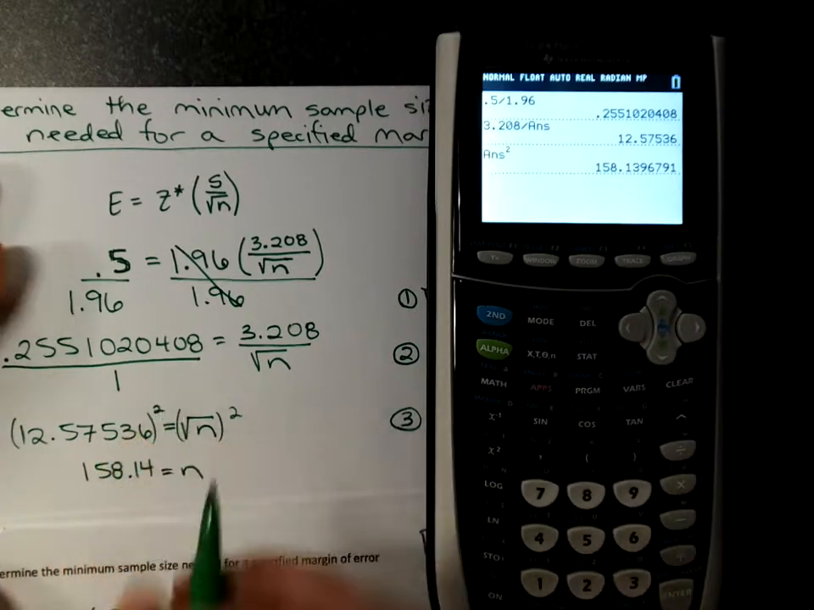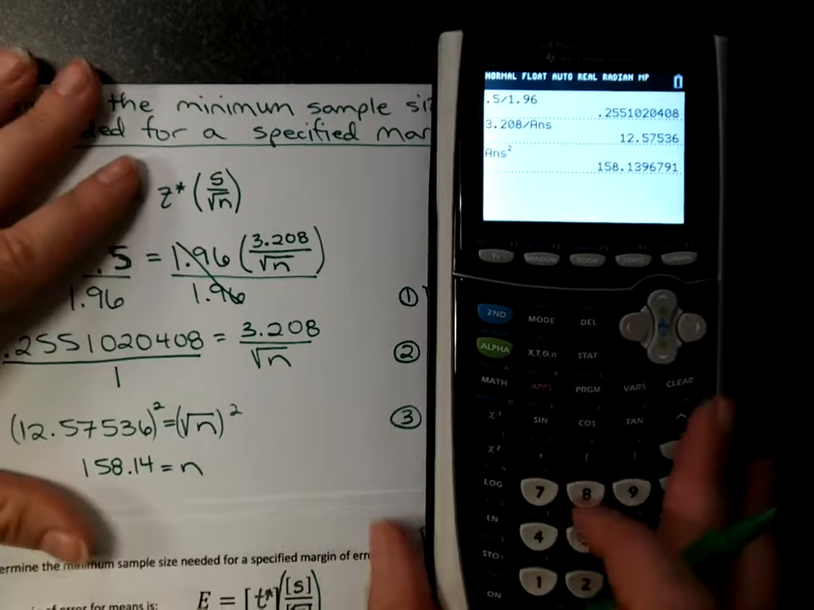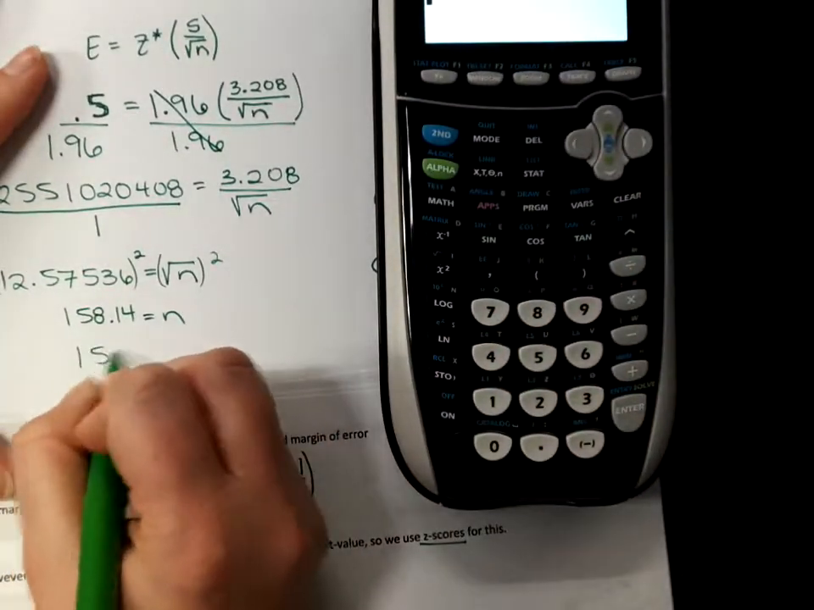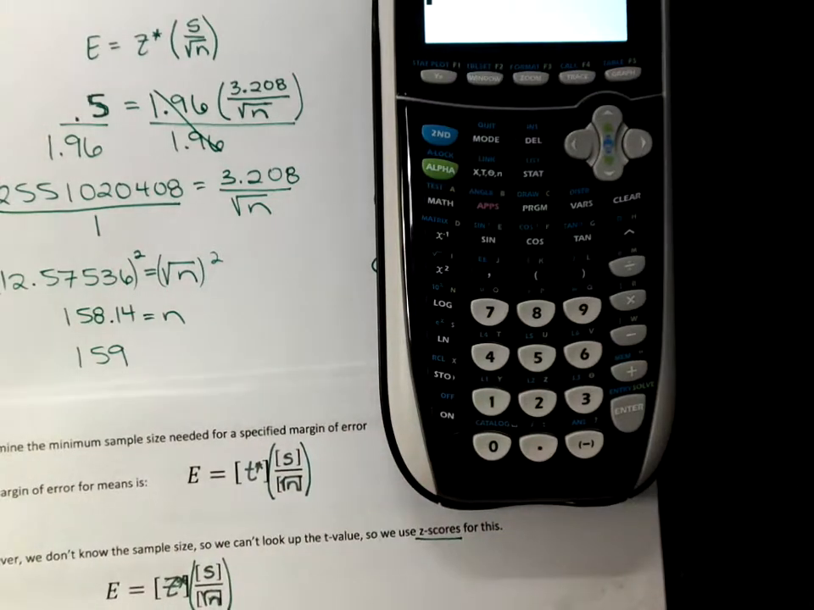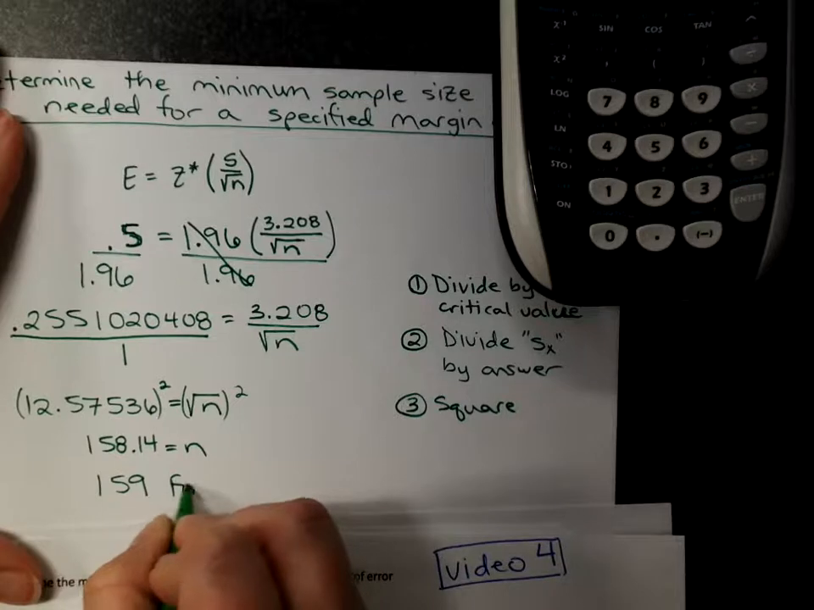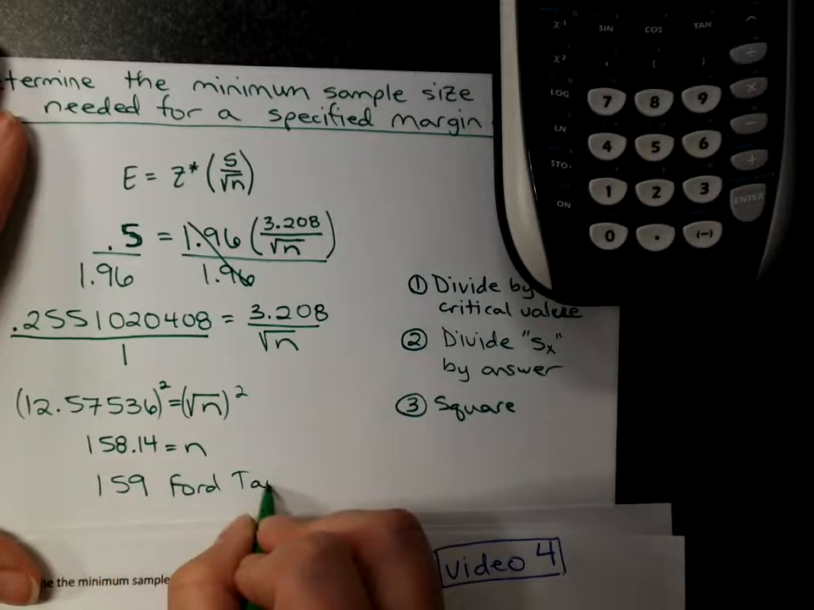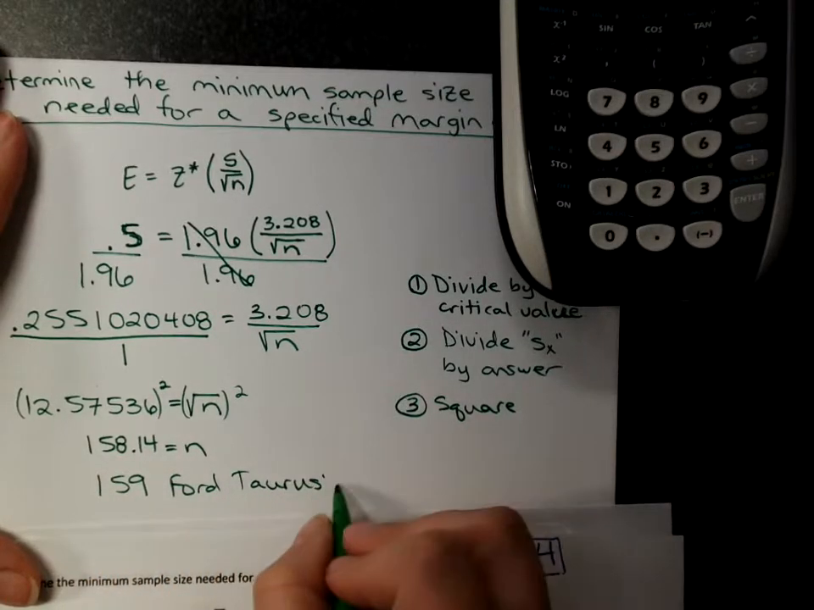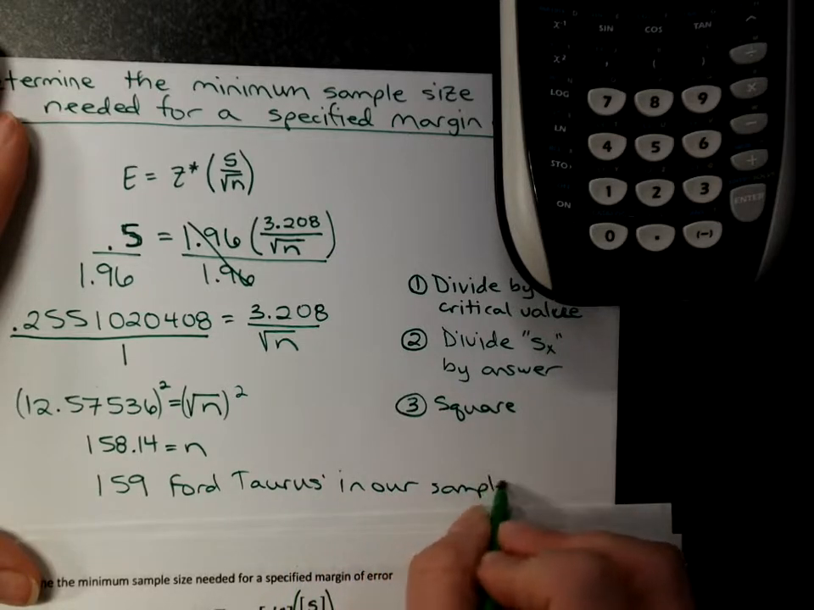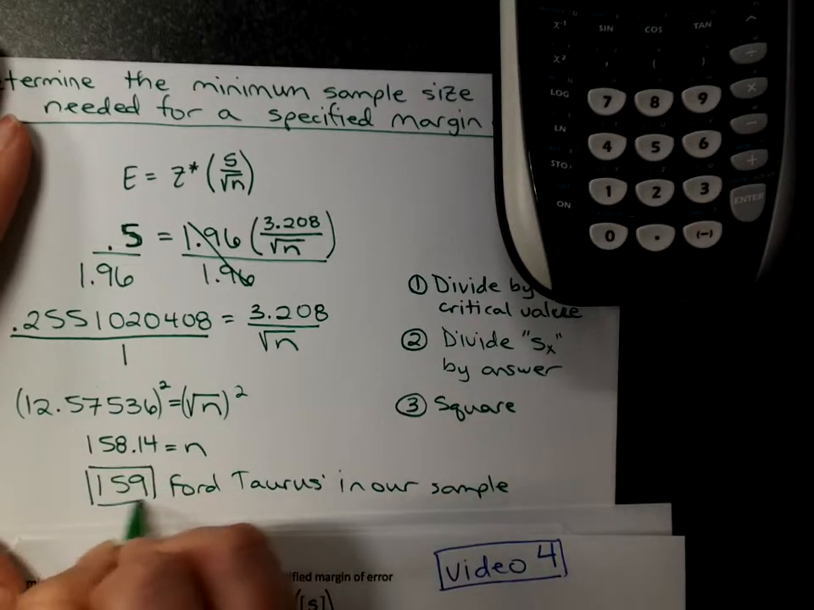Now, no matter what we're talking about, we have to round up. We need that 0.14, and we have to round all the way up to 159. And this was talking about Ford Tauruses, so we need 159 Ford Tauruses in our sample. At least that many. You can always have more. So 159 is the answer.